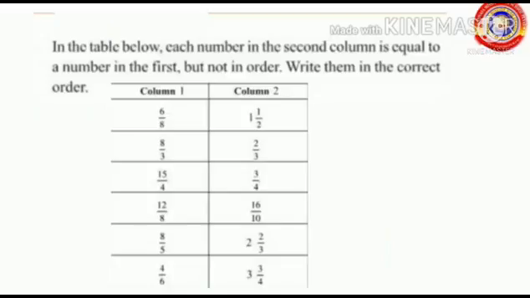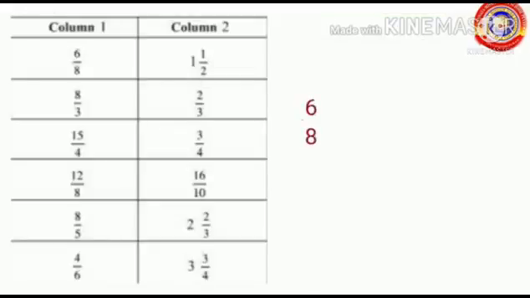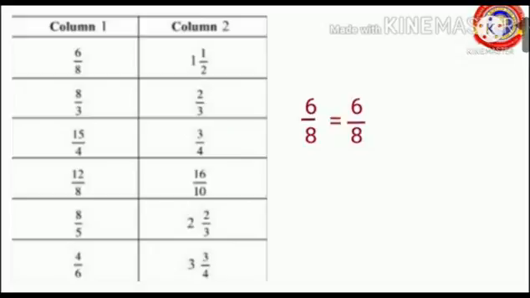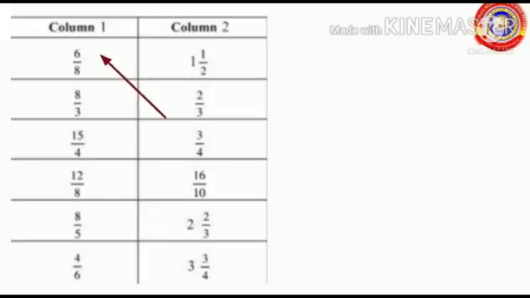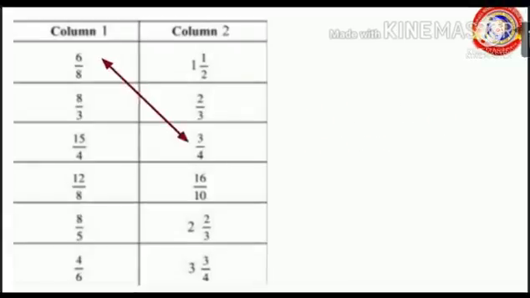In the table below, each number in the second column is equal to a number in the first, but not in order. Write them in the correct order. First one, 6 by 8. Here we have to find the equivalent fraction of 6 by 8. How can we find the equivalent fraction? For that, we have to divide this fraction by the same number. Here we need to divide 6 by 8 by 2. 6 divided by 2 equals 3, 8 divided by 2 equals 4. That is 3 by 4. So we can join the fraction 6 by 8 with 3 by 4.